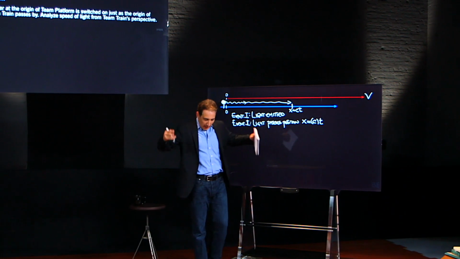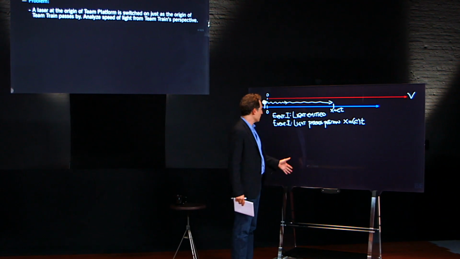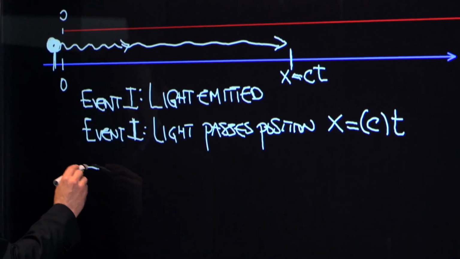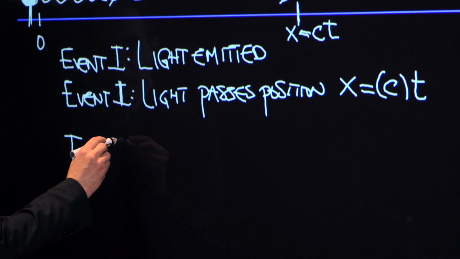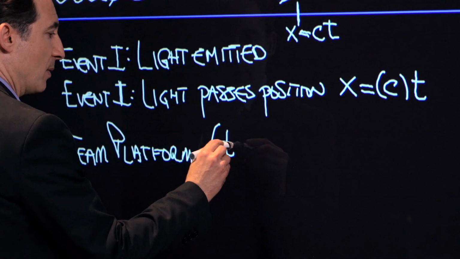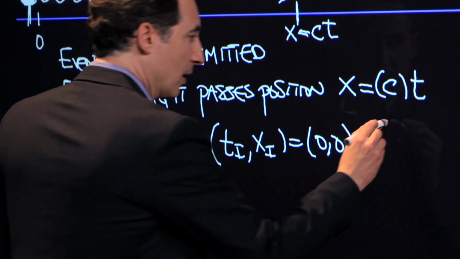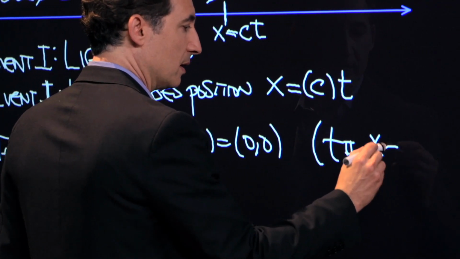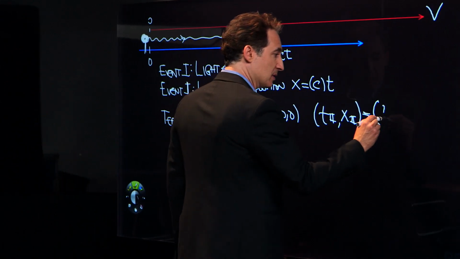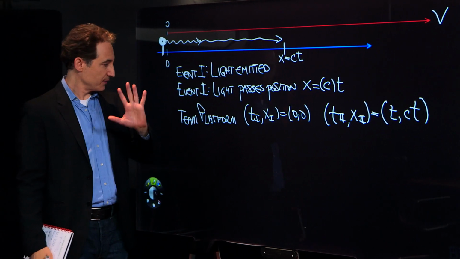Now, we want to work out where and when this second event took place from the perspective of the moving frame. Again, we're going to assume that they all agree on what happens at the origin. So from the perspective of team platform, what are the coordinates of relevance to us? Of course, we have t1, x1. We'll take that to be the origin. And for t2 and x2, those coordinates define the event itself. So t2 will just be equal to t, and x2 will be c times t, which is where the second event takes place. Good. Okay.